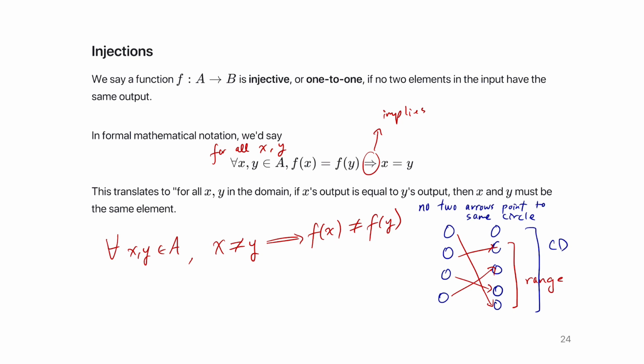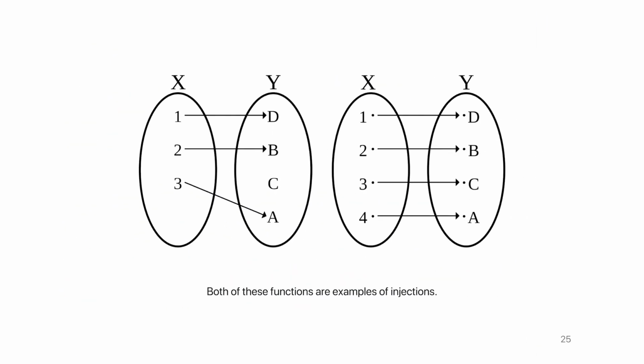But there's a difference between a one-to-one function and a one-to-one correspondence, which is a distinction we will see next week. But we say a function is injective or an injection or one-to-one if no two elements in the input have the same output. Sound okay? And both of these are examples of injections. Is that clear?